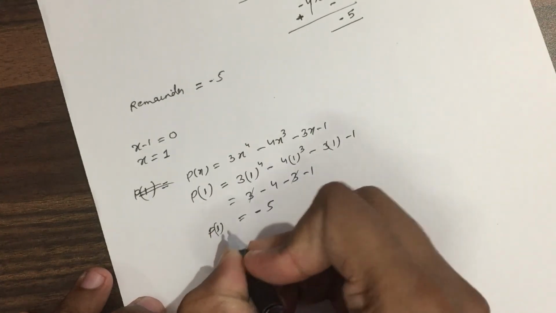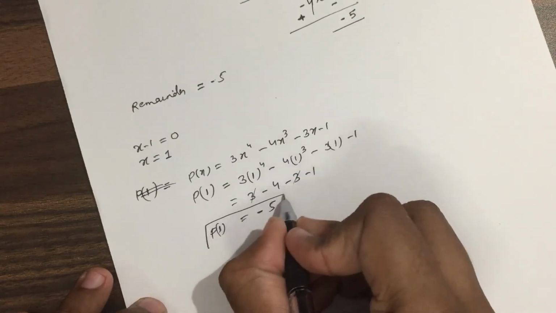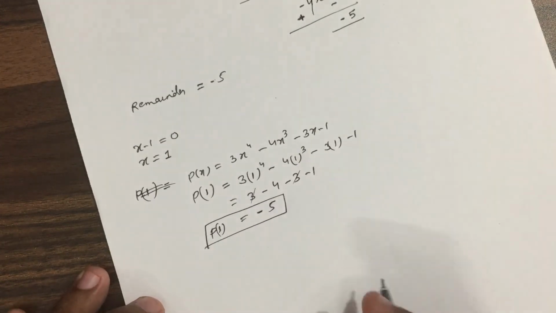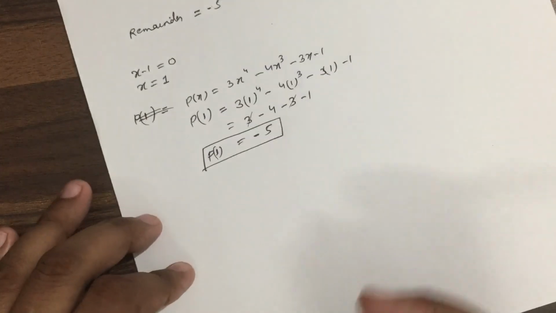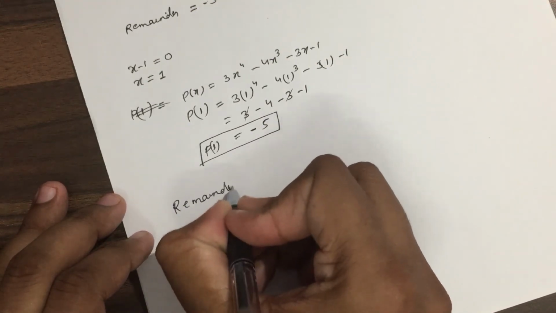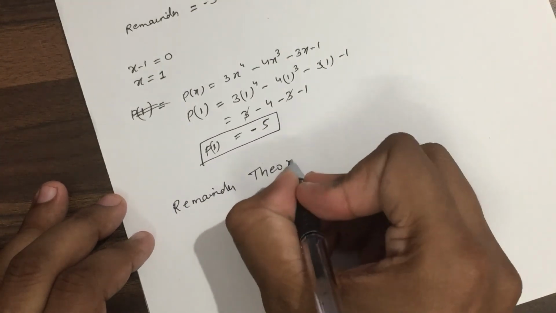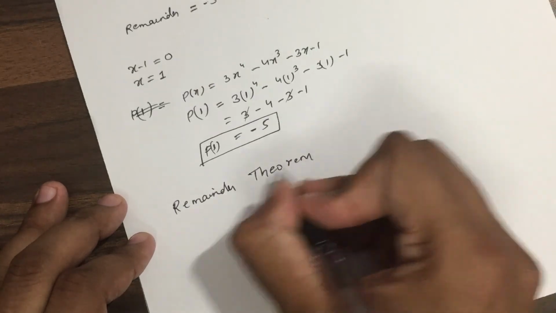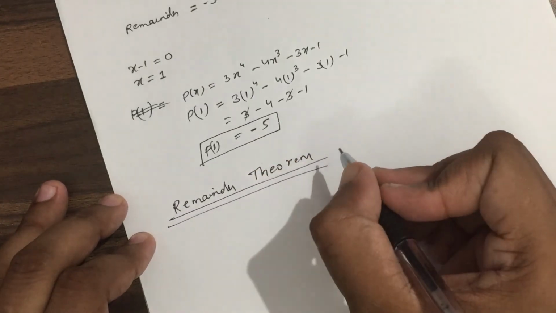So this is basically nothing but your remainder theorem. This gives you remainder very quickly. So now we will discuss what is the basic statement of remainder theorem. Okay? Now this is the basic statement of remainder theorem.